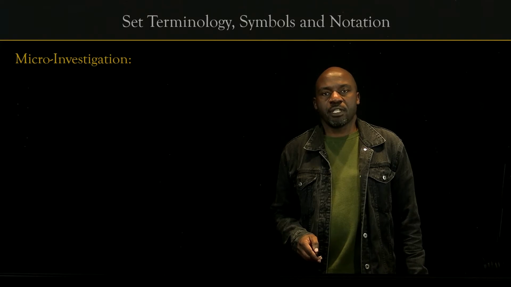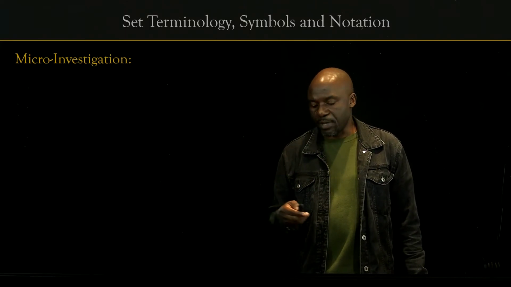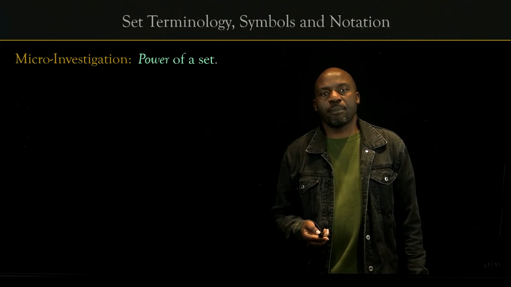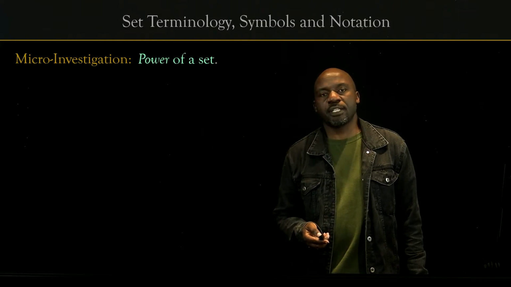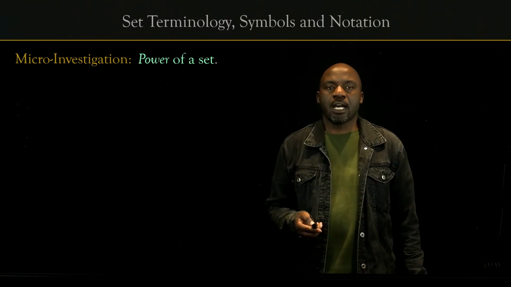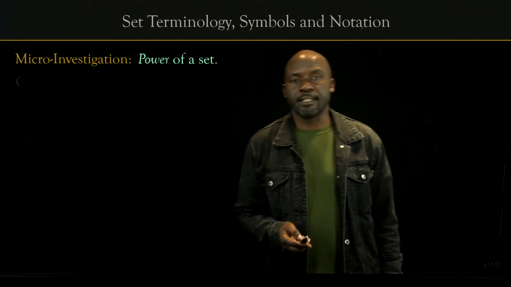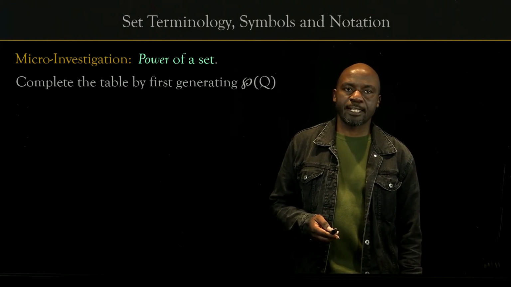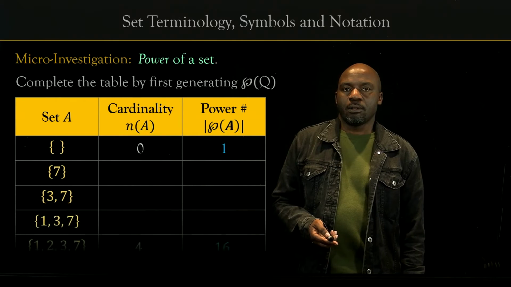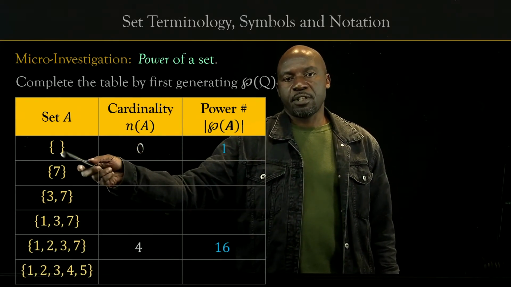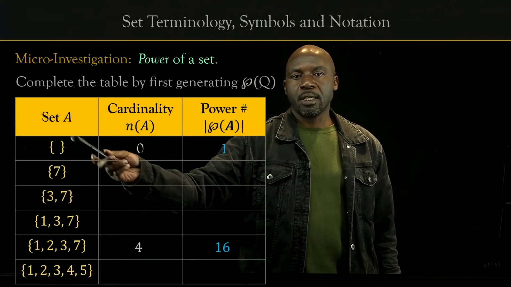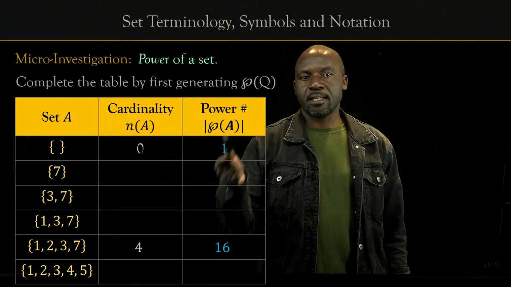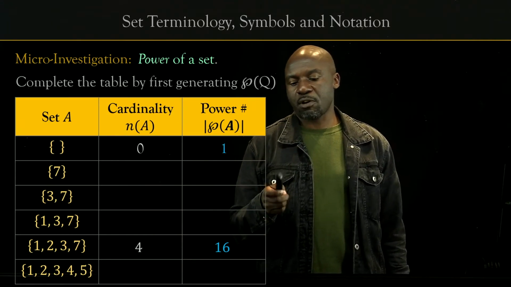Here is a micro investigation. I will give the answer at the very end, but here is an investigation, and we want to find the power of the set. We want to relate the power of a set and the cardinality. Okay? Complete the table by first generating the power of the set. Okay? So we have set A. This is an empty set. So here is an example. Set A. Here, the second column will write the cardinality, and in the last column we'll write the number of subsets it has.